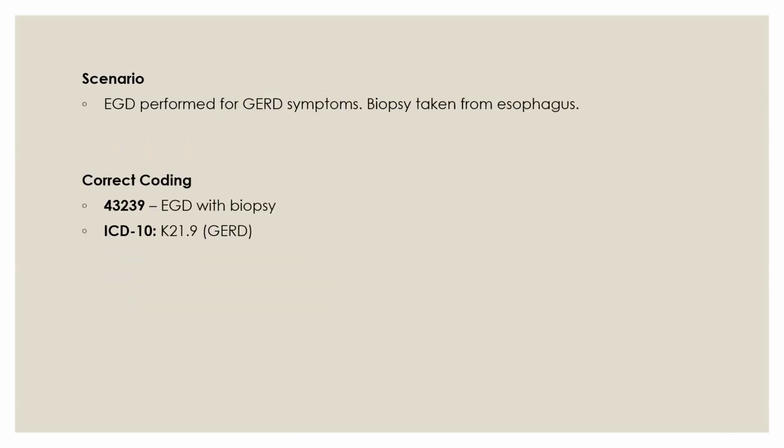An EGD performed for GERD symptoms. Biopsies taken from the esophagus. The correct coding would be 43239 for the EGD with the biopsy, and the ICD-10 code would be K21.9 for the GERD. Even if the physician also inspected the stomach and duodenum, the biopsy code replaces the diagnostic EGD code.